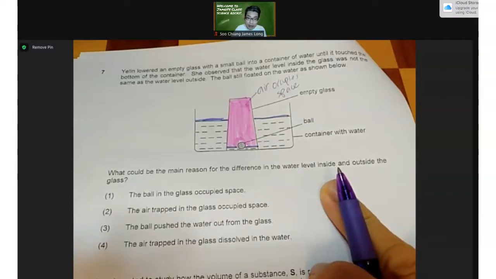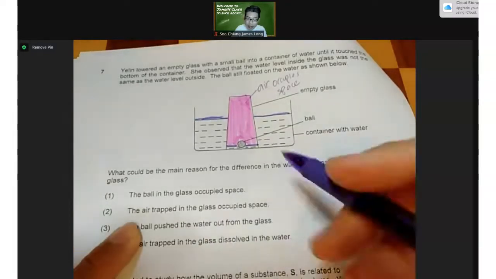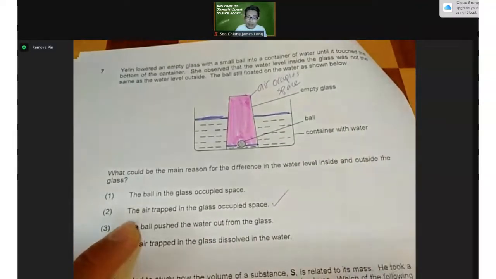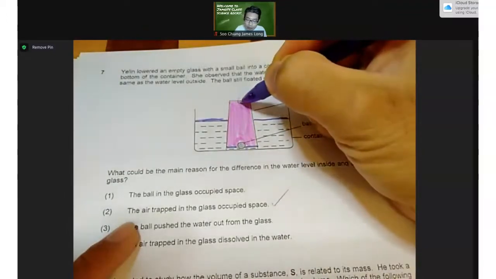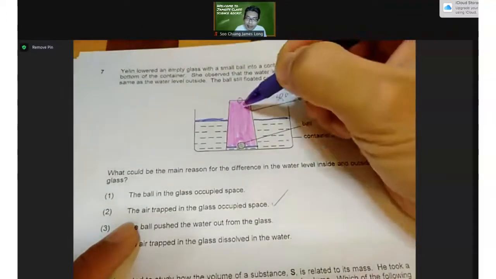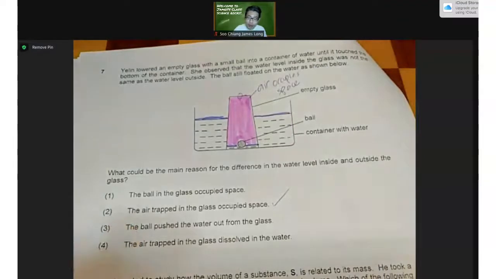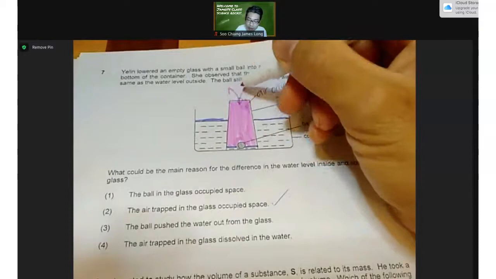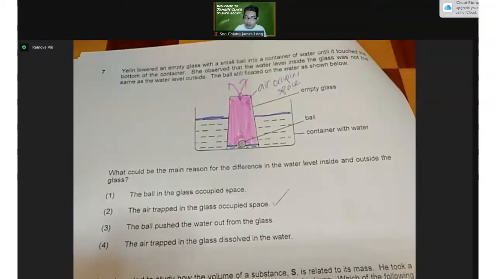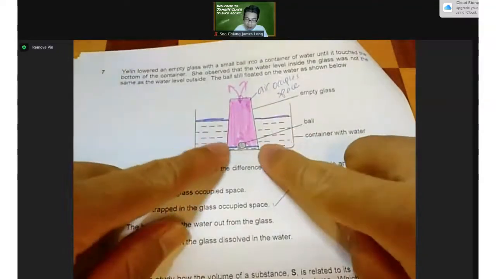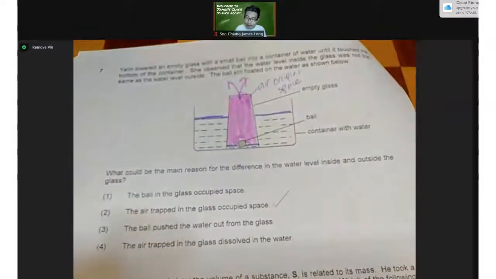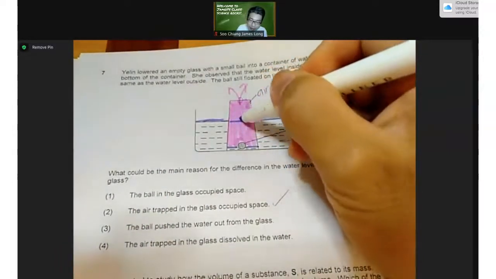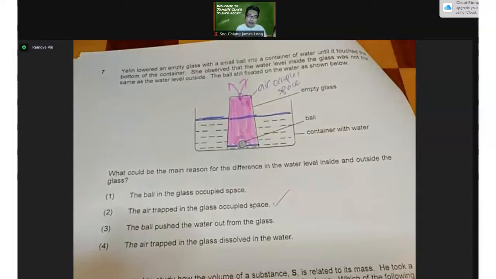So what's the main reason for the difference in water level inside and outside the glass? Well, it's because the air trapped in the glass occupies space. If we were to poke a hole on top, then the air inside can be pushed all the way out by the water going in. If the air can be pushed out, then of course the water outside will go in until it is all level. But that's a different story.